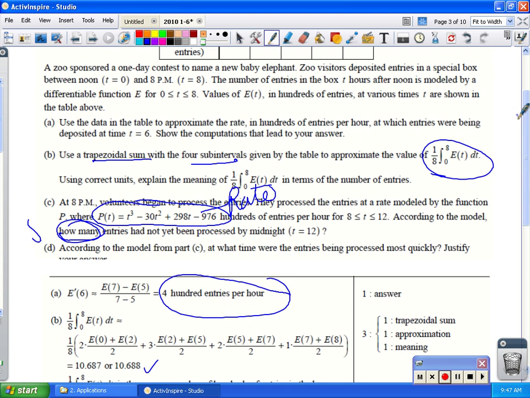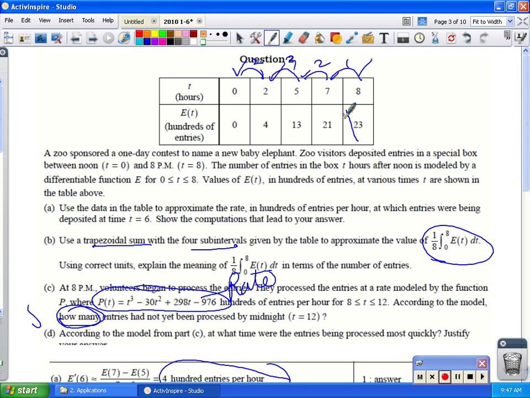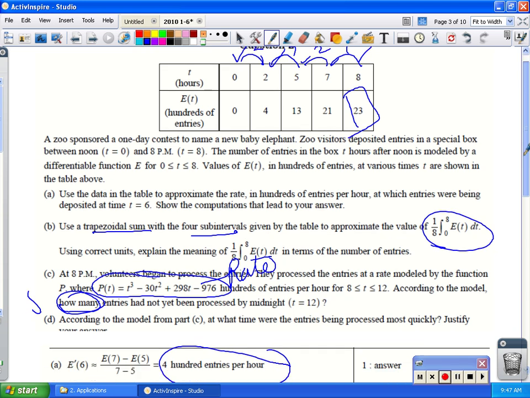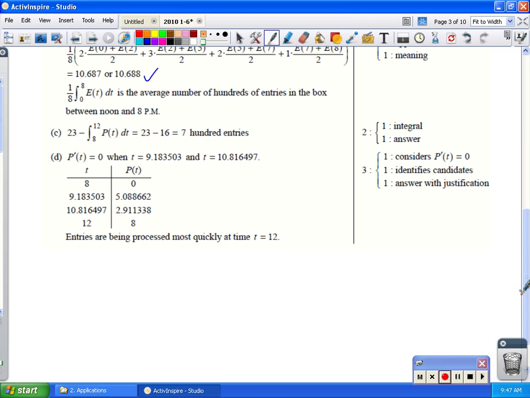Now, we need to know at 8 o'clock, after everybody came, how many entries were there. There were 23 entries, but we want to know how many they processed. So since we had 23 entries, we need to subtract all of the entries that we accumulated from 8 to 12, which gives me 700 entries.